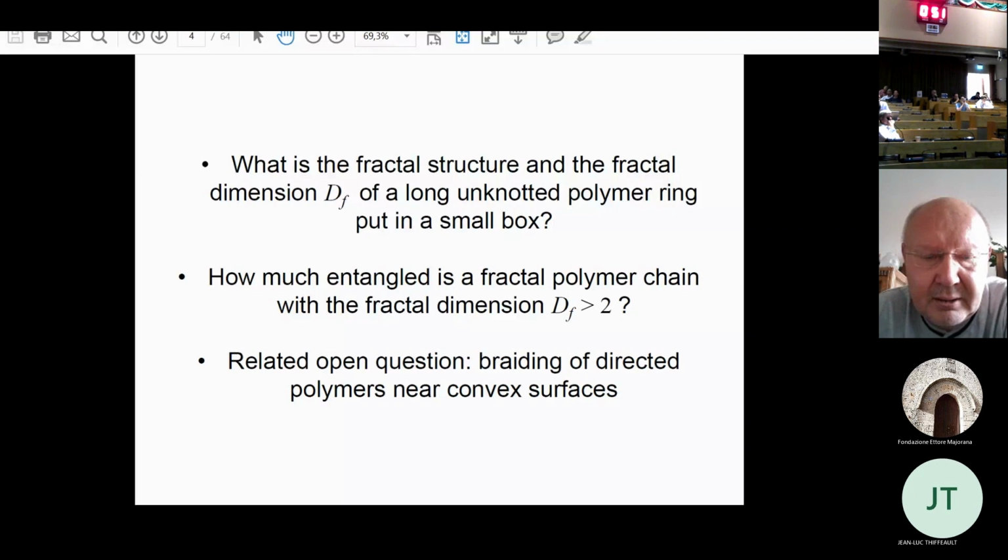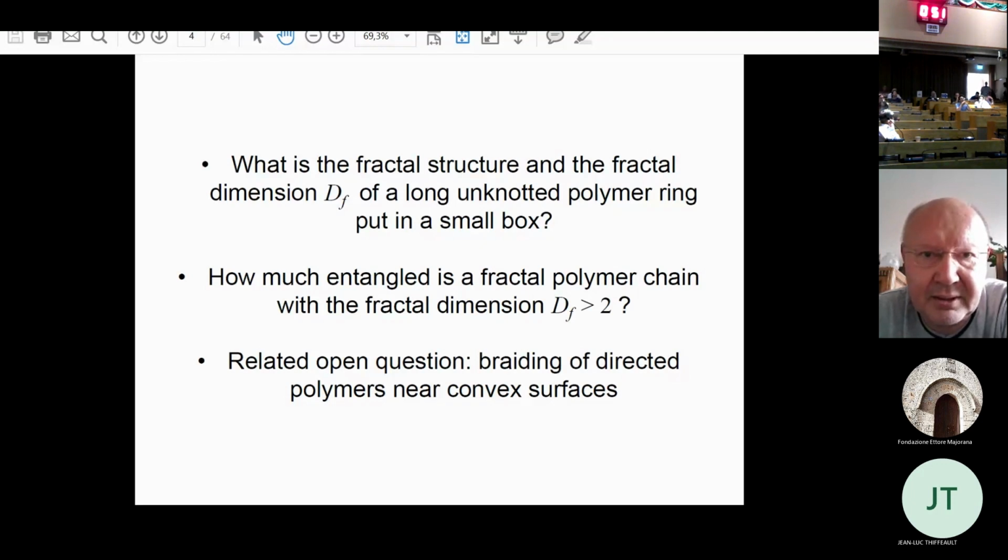And finally, I would end up with a related open question. If you have many directed polymers, many random walks, which have some preferable direction, but they are placed near a convex surface, are they more knotted or less knotted compared with the same system far away from any convex surface? So these are three topics, and let me start with the first one.